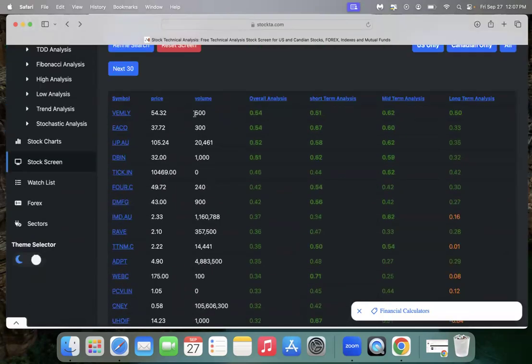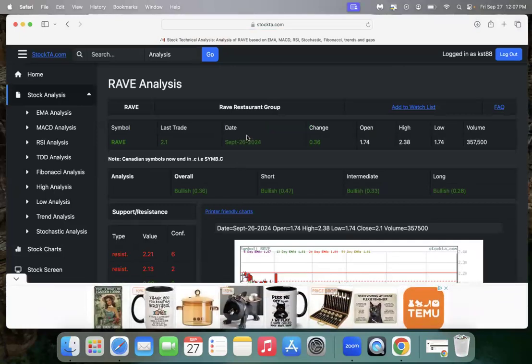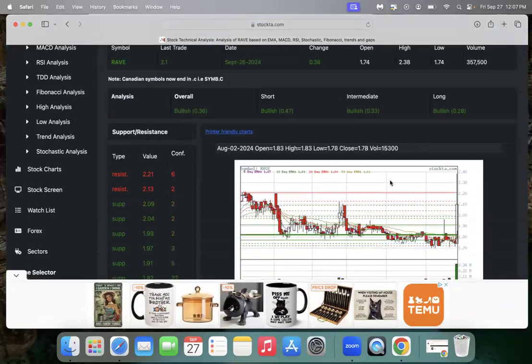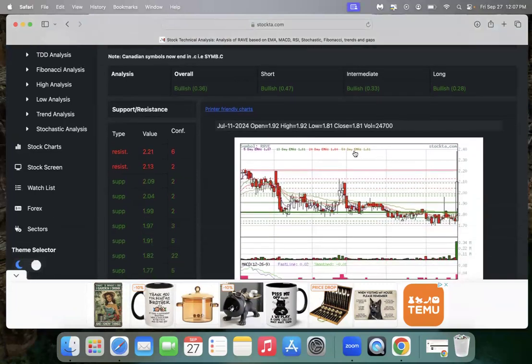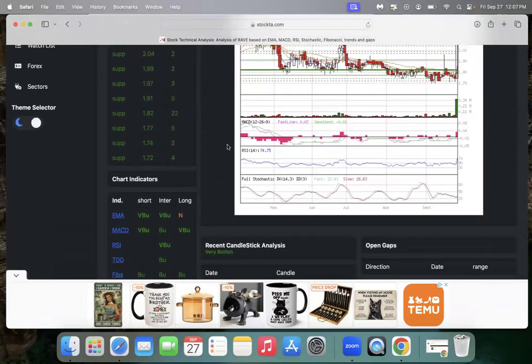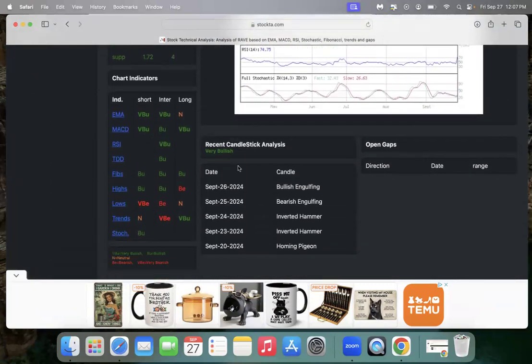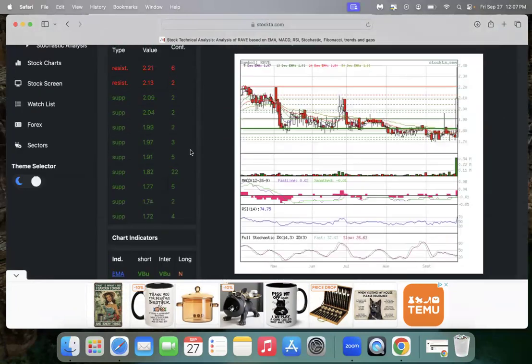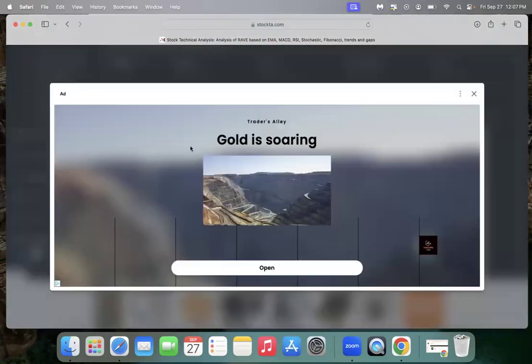So again, it depends on your trading style. Like these thinly traded ones, volume 500, I wouldn't mess with those. Let's see what Rave is. Rave is a restaurant group. Wow, that was a huge candle. Looks like it broke out, traded up. I have no clue if they've had any news lately. But they've had, wow, very volatile stock. Let's go back to another screen.